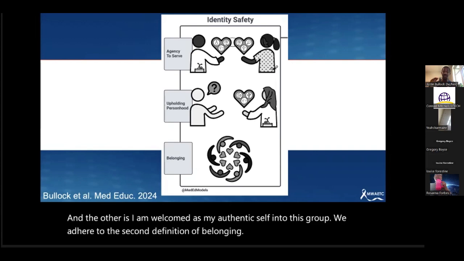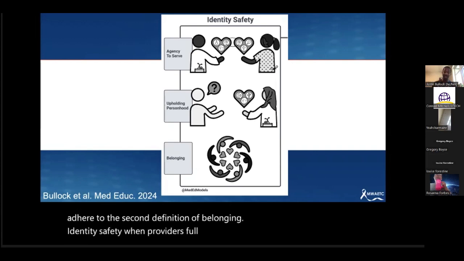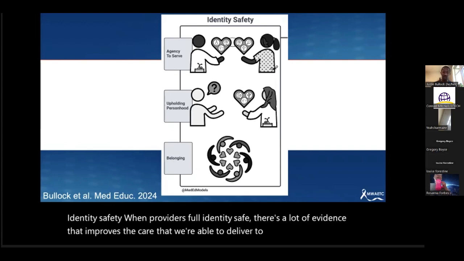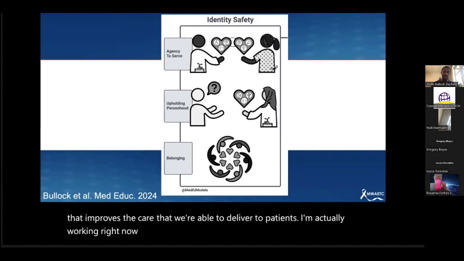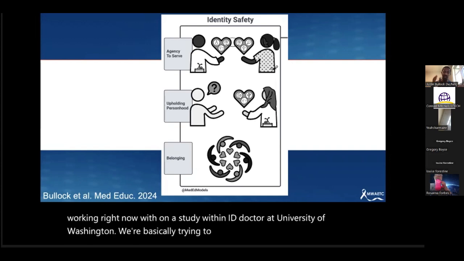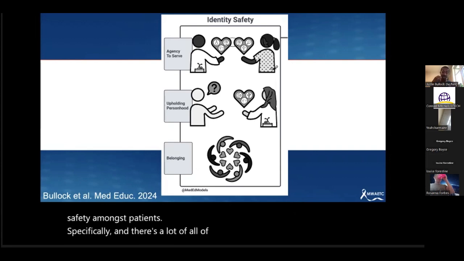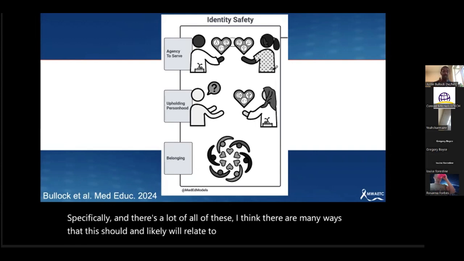When providers feel identity safe, there's a lot of evidence that it improves the care we're able to deliver to patients. I'm working right now on a study with an ID doctor at the University of Washington. We're trying to describe this construct of identity safety amongst patients. There are many ways this should and likely will relate to patients.